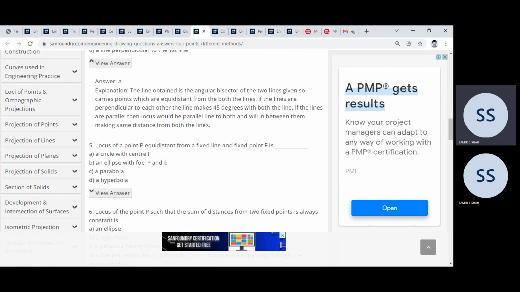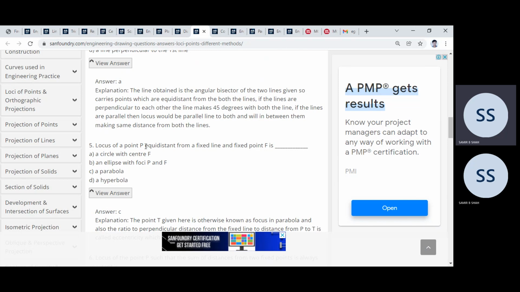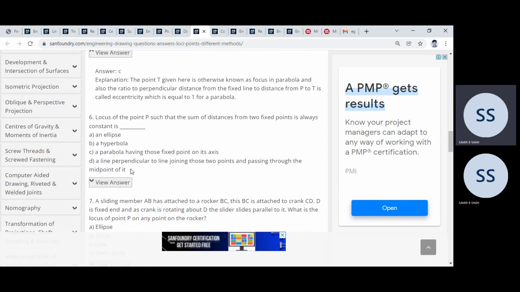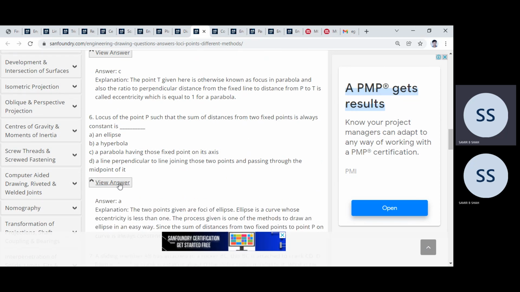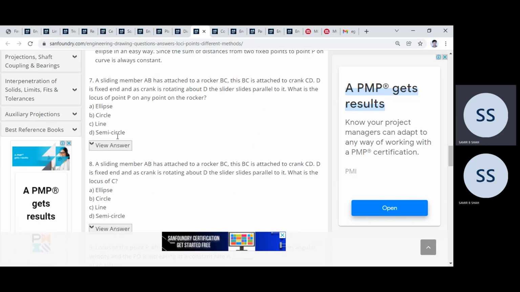Locus of point P, equidistant from a fixed line and a fixed point F. Okay, we have one locus of point P which is equidistant from a fixed line and a fixed point. So it is called a parabola. Locus of the point P such that the sum of the distances from two fixed points is always constant is known as the ellipse.